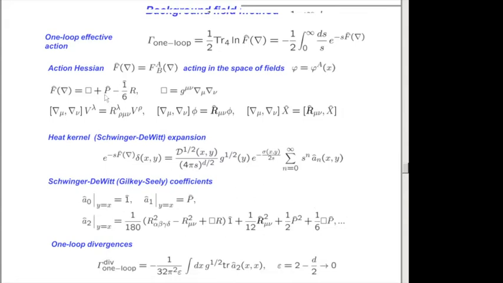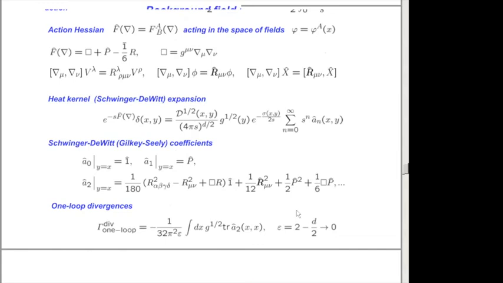This is a potential, P is the potential term of the operator. These are quadratic combinations of the curvature, quadratic in the fiber bundle curvature, the square of the potential term, and so on. And the one loop divergences are just given by the second Schwinger-DeWitt coefficient. Say, in dimensional regularization, this is just the matrix trace of this DeWitt coefficient.